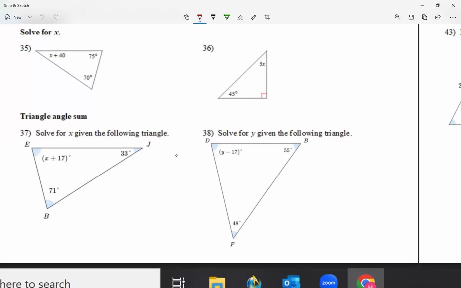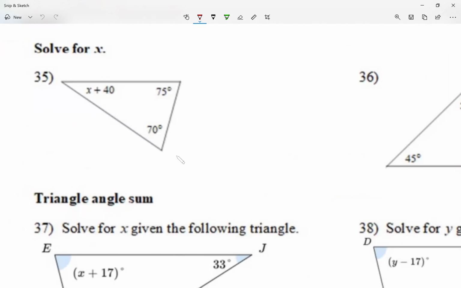Now, having that said, we can take a look at our work. We know that the sum of the three angles of a triangle will always add up to 180. So for number 35 on my notes, it says solve for x. The way I'm going to solve this is I'm going to add the three angles: x plus 40 plus 75 plus 70. Notice I added everything, and I'm going to say this is equal to 180. The three angles of a triangle always add up to 180.